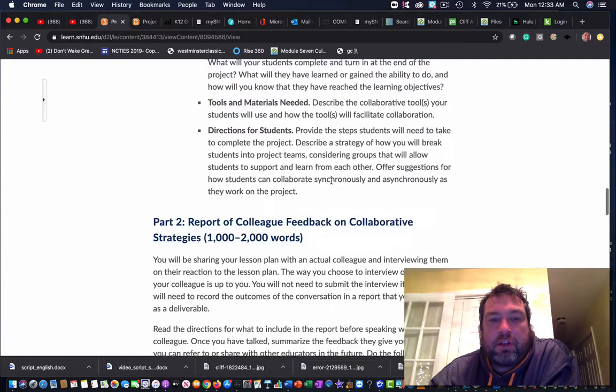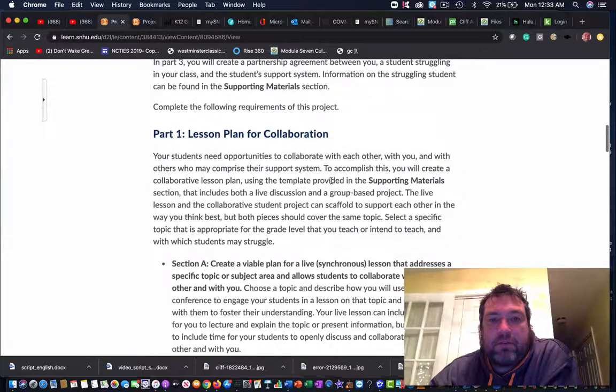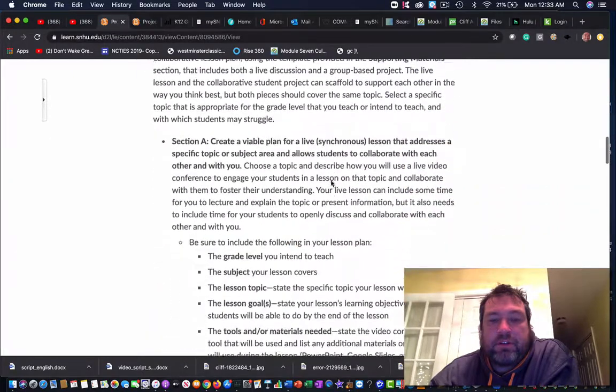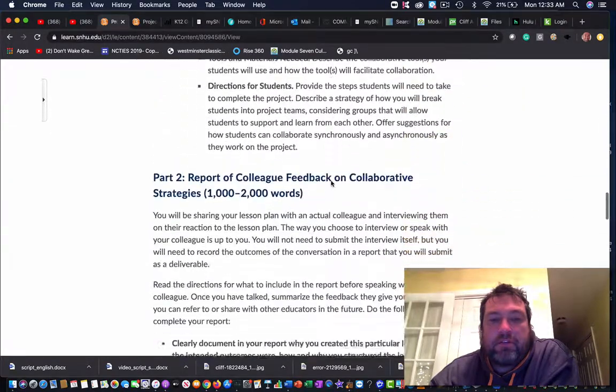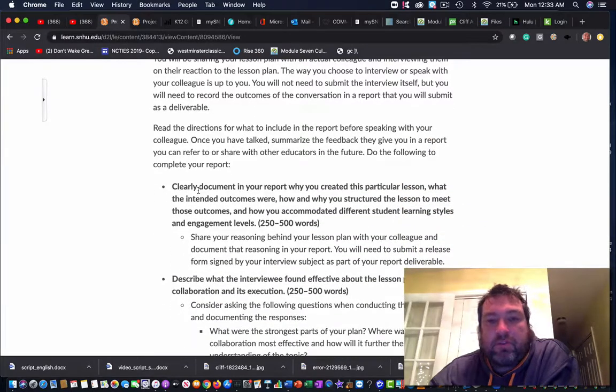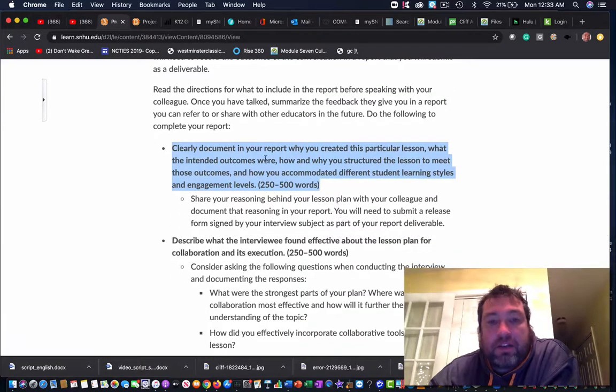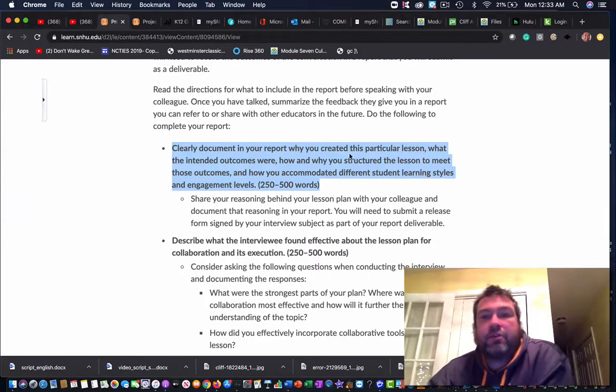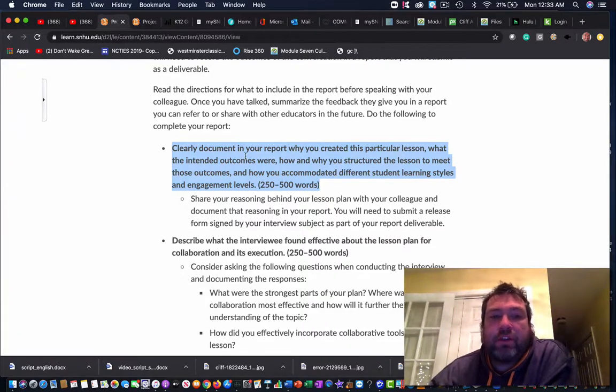In the section titled directions, you can read through the information that's provided for part 2. It's very detailed as to what you're going to provide. There are a few bullet points that talk about 250 to 500 words. You're going to clearly document in your report why you created this particular lesson and what the intended outcomes were, how and why you structured the lesson to meet those outcomes, and why you accommodated different student learning styles.